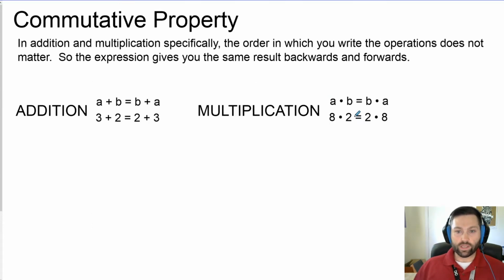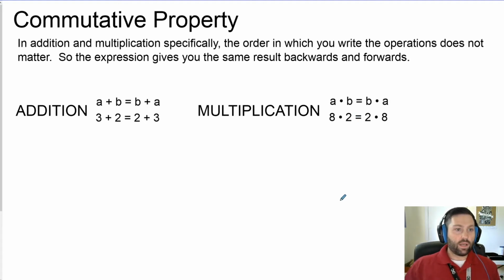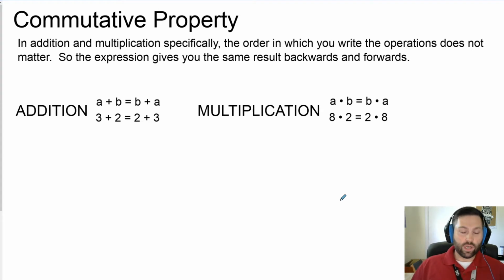The first one is the commutative property. The commutative property states that in addition and multiplication specifically, so it doesn't work for subtraction or division, the order in which you write the operations does not matter. So you can commute them back and forth. The expression gives you the same result backwards and forwards. The example I gave is 3 plus 2 is 5, and that's equivalent to the other side, 2 plus 3, which is also 5.